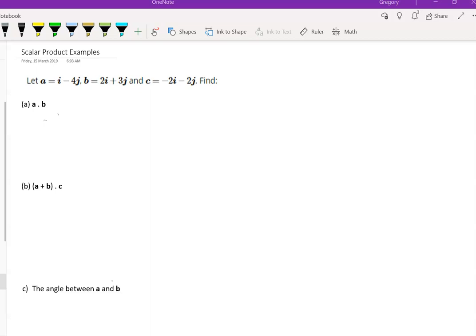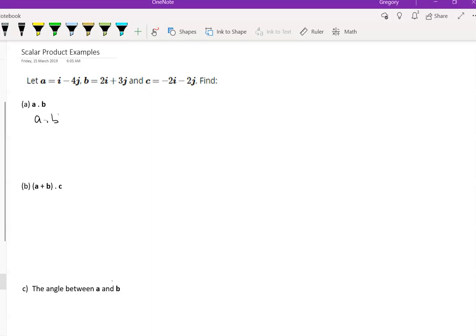Let's do a couple of examples of using the scalar product in Cartesian form. So the first question is, if you want to find A dot B, you can see already that we've got our vectors identified. Because they're in Cartesian form, applying the formula is actually quite simple.